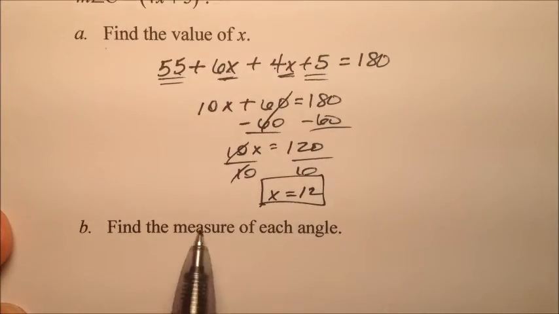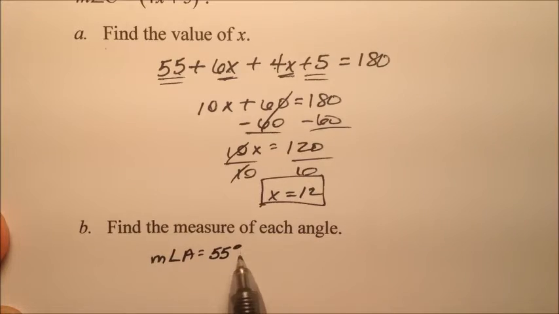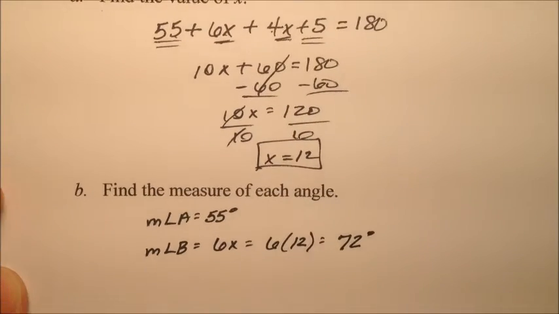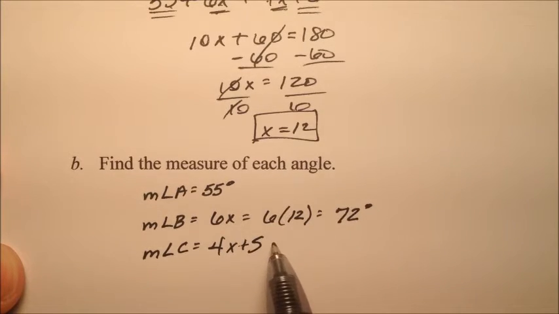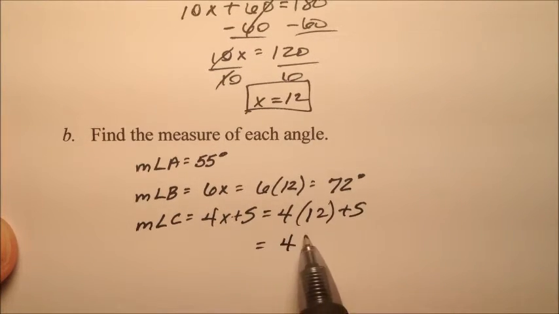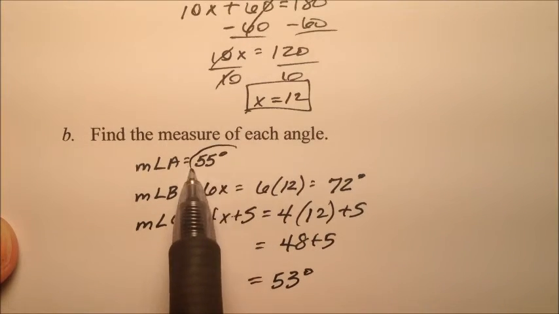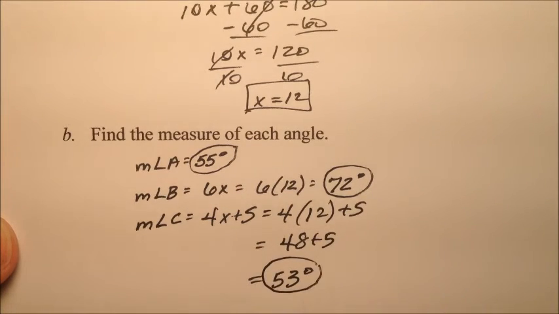And part B says, find the measure of each angle. Well, we already knew the measure of angle A was 55 degrees. That was given to us. So the measure of angle B is going to be 6x, which is 6 times 12, which will be 72 degrees. And the measure of angle C, which is 4x plus 5 degrees, will be 4 times 12 plus 5. So it'll be 48 plus 5, so it'll be 53 degrees. So we have measure of angle A is 55 degrees, measure of angle B is 72 degrees, and the measure of angle C is 53 degrees.